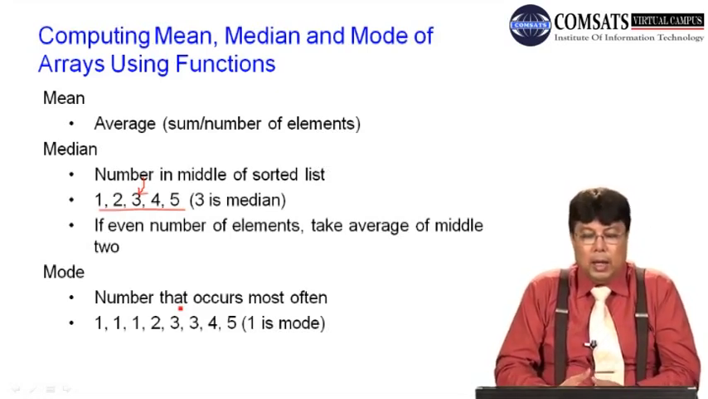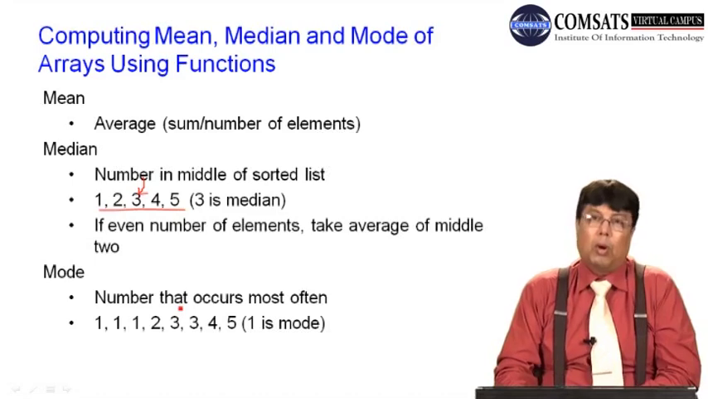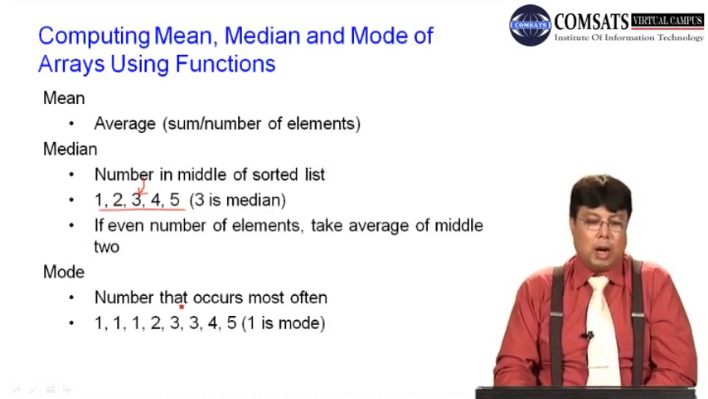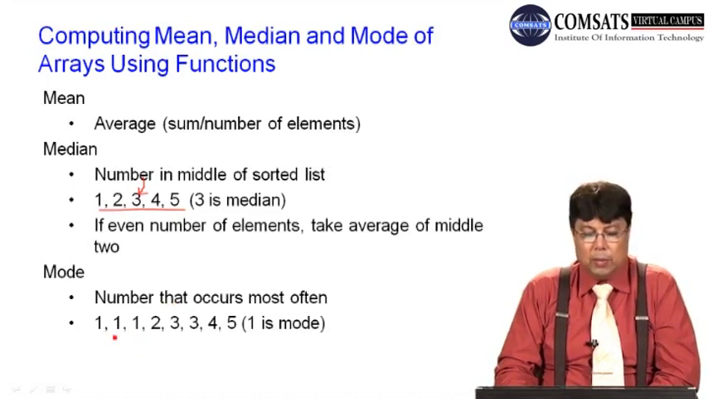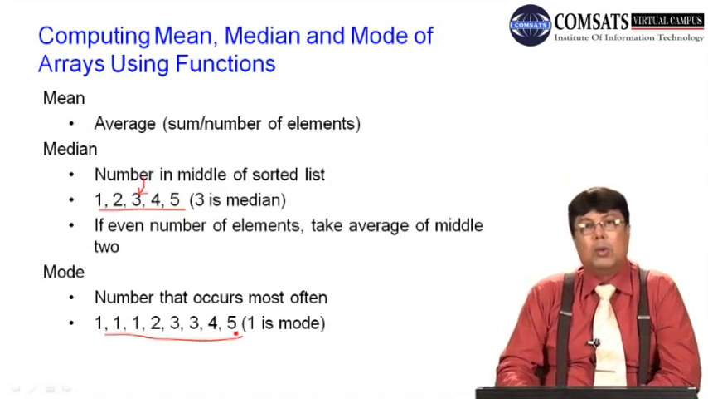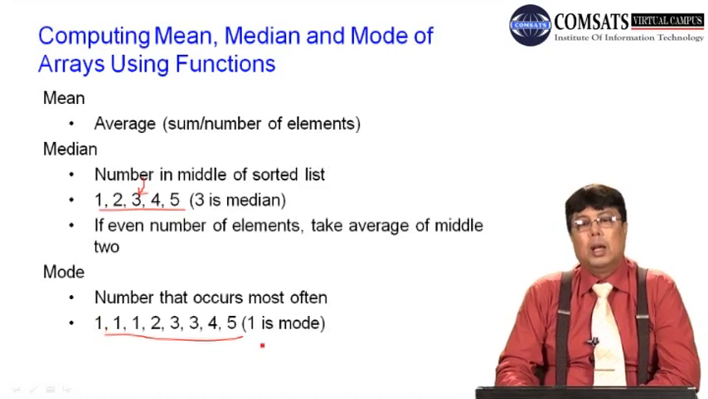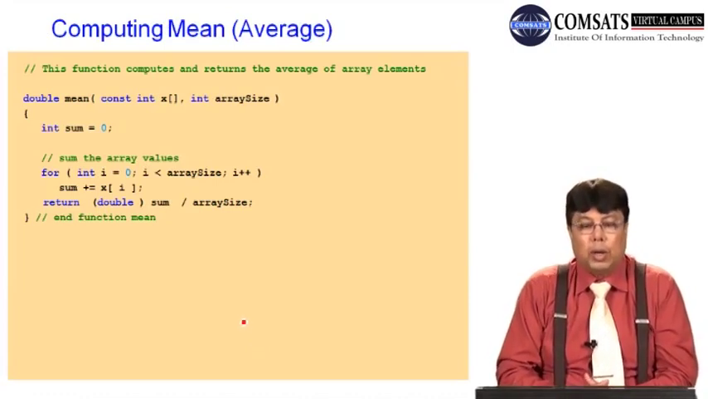What is mode? The number that occurs most often in a list. So the one whose frequency is the highest is called the mode. Not mean, median, mode, but it is called mode. Okay. So here the frequency: 1 occurs 3 times, 2 occurs 1 time, 3 occurs 2 times, 4 occurs 1 time, 5 occurs 1 time. So the mode is equal to 1. We should be able to do this with the help of our functions.